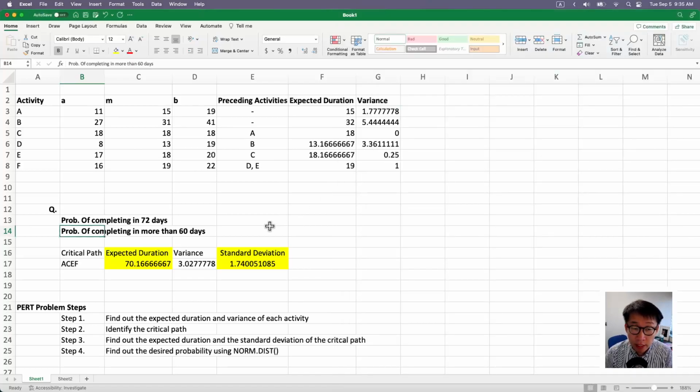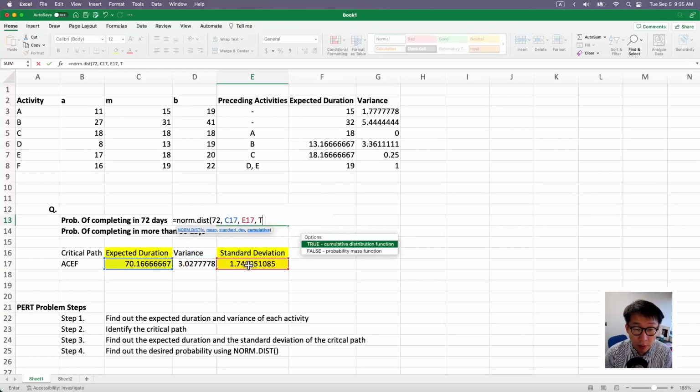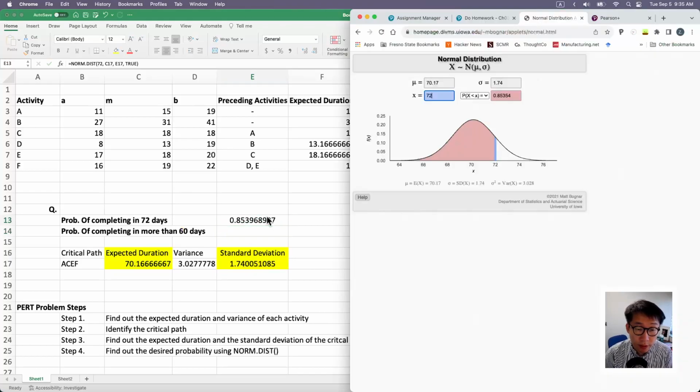Okay, let's see if we get the same result. Pretty sure we'll get the same result. Our x is 72, our average, our standard deviation, and the last parameter is always true. Okay, so I think we got exactly the same result here.